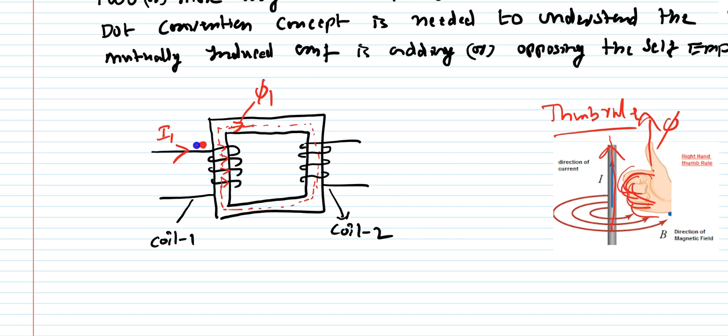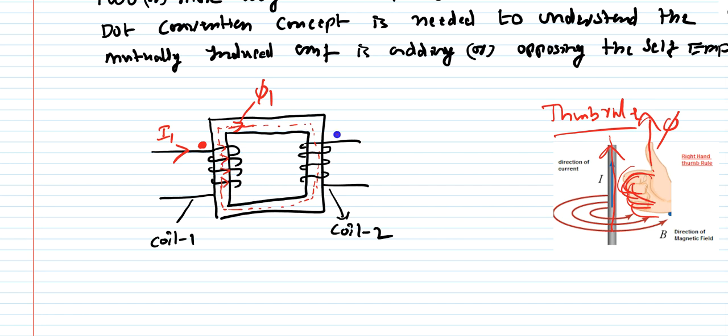So this is the dot convention I am showing here. This is the dot point, it means the current is entering here. That is the meaning of this. As the current enters in this direction, according to this current direction, this is the flux direction. Phi 1 is the flux produced due to coil 1.